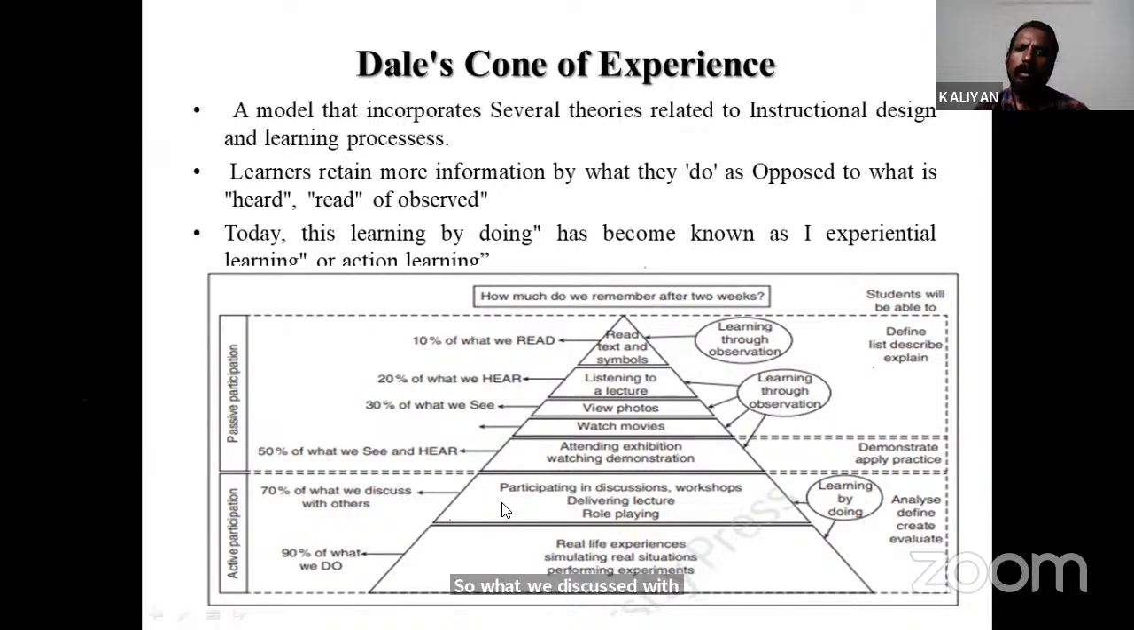And the last one is the real life experience, simulating the real situation, performing experiments. So 90% of what we do, through the experiment we can understand more than 90%. So these are the active participation. It was given by Dale, so it is called Dale's Cone of Experience.